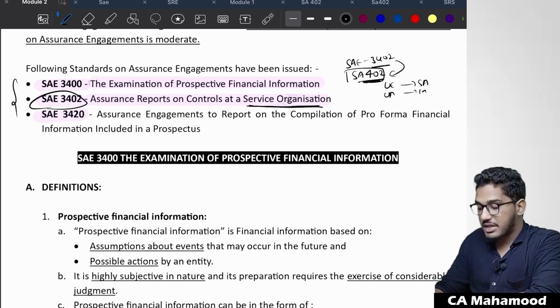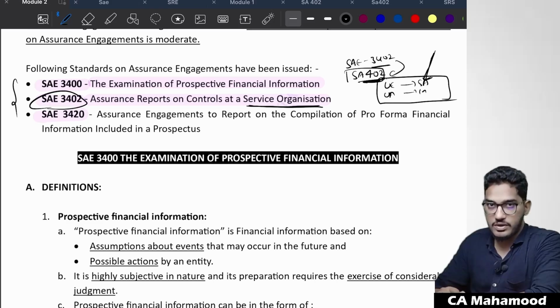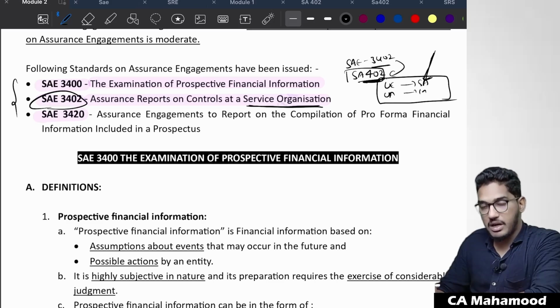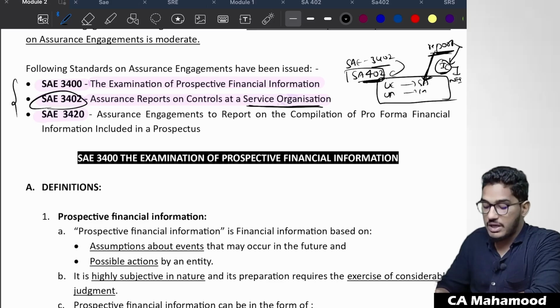So sometimes as a chartered accountant, you might be called upon to report on internal controls of the service organization. Sometimes an entity might approach you to conduct verification of only internal controls and give a report on only internal controls. So when you are giving a report only on internal controls, that is other than financial information, that is non-financial information. So how can you verify the internal controls and give a report on them? That guidance has been given under SAE 3402.